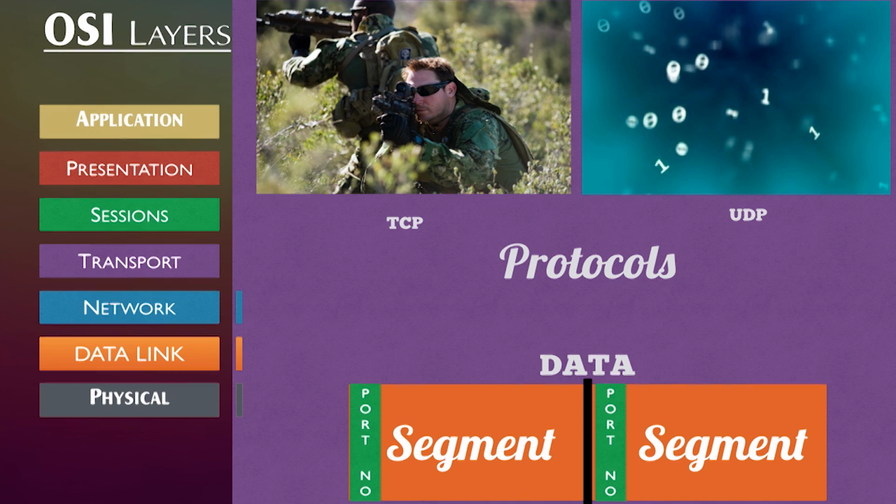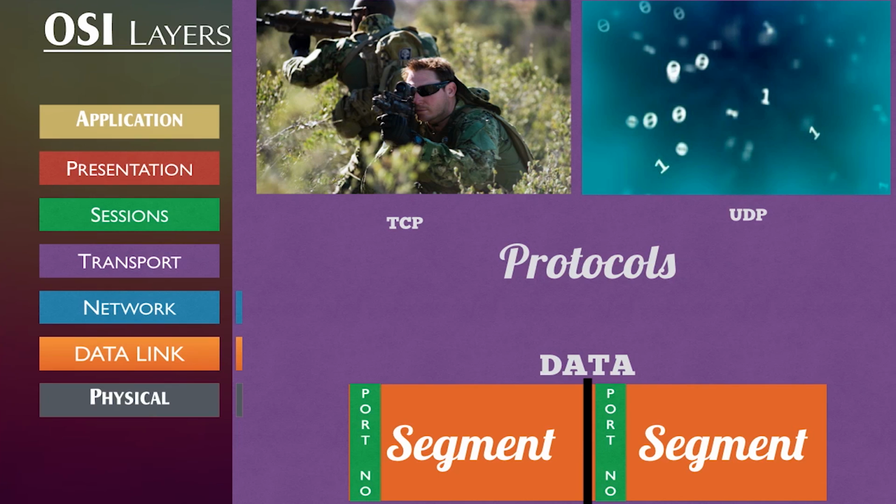Now one important point to note is the data in this layer is divided into segments. With each segment a port number is attached. Now this port number corresponds to the specific program that you're using. For example, for HTTP you have port 80, which is dedicated for HTTP connection. Similarly for HTTPS you have port number 443.